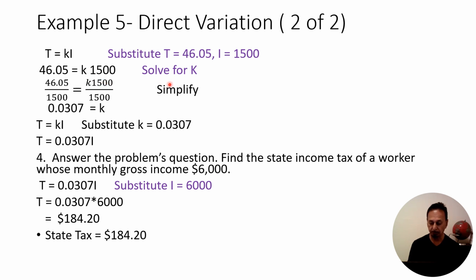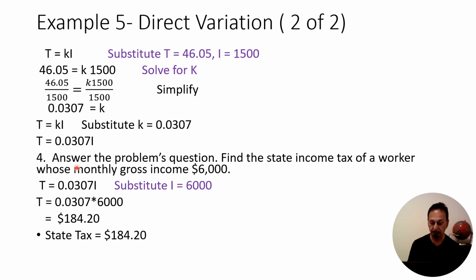Solve for k, in other words, divide both sides by 1500. So this becomes 46.05 divided by 1500 equals k times 1500 over 1500. We can simplify, 1500 cancels, it becomes k. Put this on the calculator, it gives you 0.0307. Now again rewrite the model T equals kI and substitute k equals 0.0307. So the model becomes T equals 0.0307I.